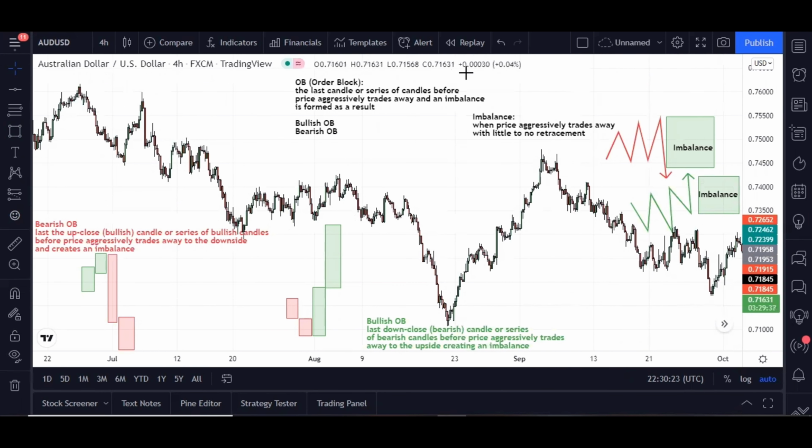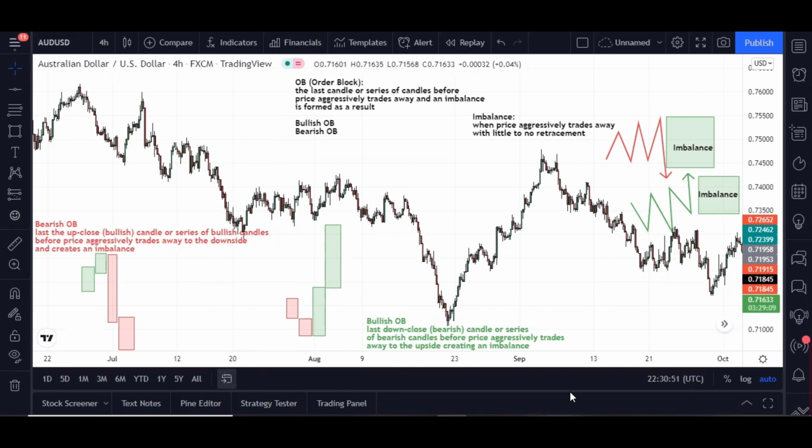This is key concepts of the ICT order block. It's the last candle or series of candles before price aggressively trades away and the imbalances formed as a result. We see what a bearish order block looks like. It's the last up close candle or series of up close candles before price aggressively trades away to the downside, creating an imbalance. And a bullish order block is the last down close or last bearish candle or series of bearish candles before price aggressively trades away to the upside, creating an imbalance.